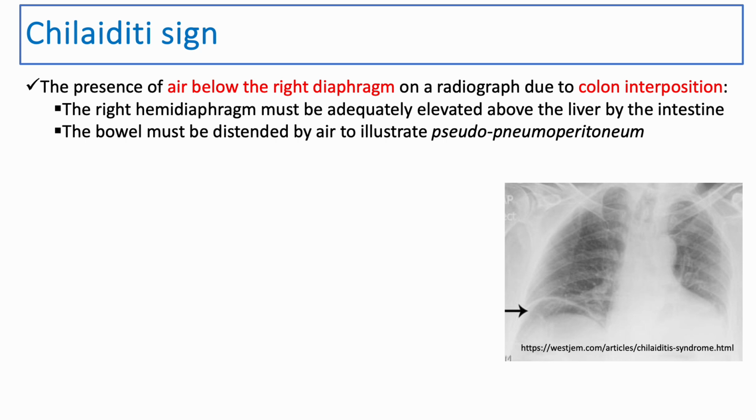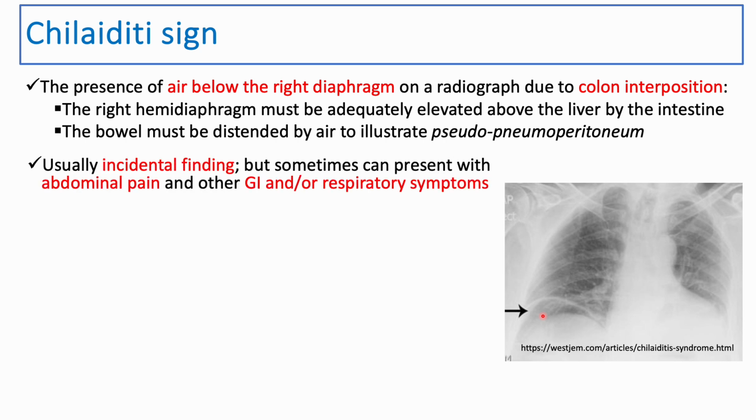Another interesting entity is the Chilaiditi sign, which is basically the presence of air below the right hemidiaphragm on imaging, and that's due to colon interposition, not because of bowel perforation or air in the abdominal cavity where air is not supposed to be. In this case, the air is in its proper position, within the colon, but the problem is the colon is actually sitting between the right hemidiaphragm and the liver. This is called a Chilaiditi sign, and it's usually an incidental finding.